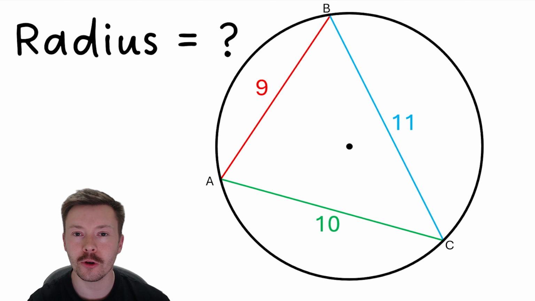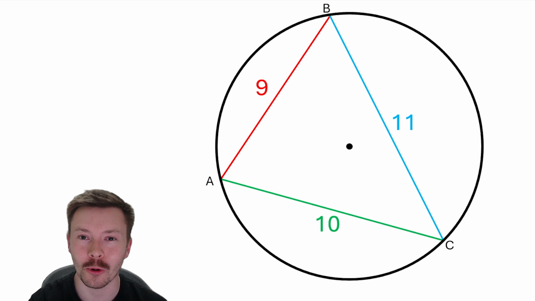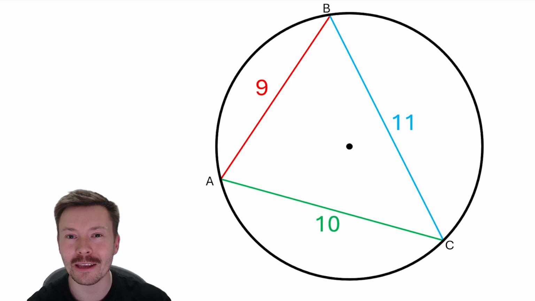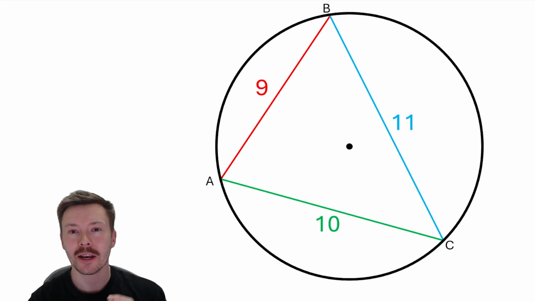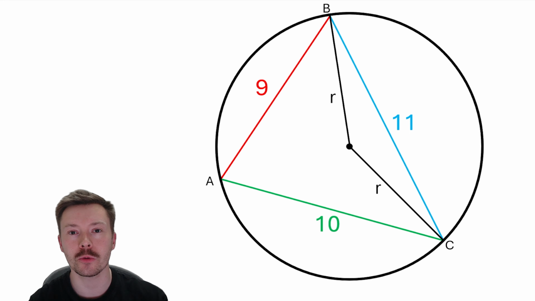Okay, so the first thing I would do with any circle related problem, as you know if you watch the channel, is to draw on any radii to key points. You could draw on all three here, but actually it's only two that you need to draw on, only two that are necessary. Now I'm going to use a circle theorem here.